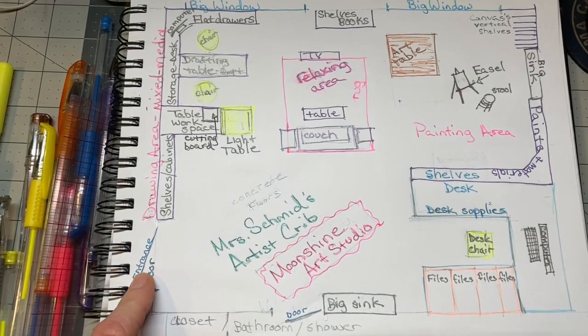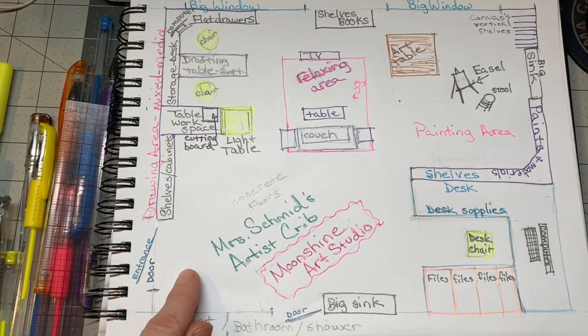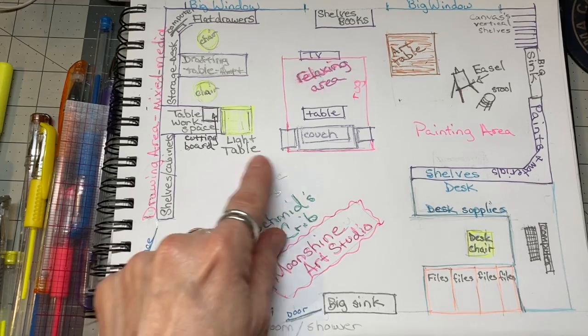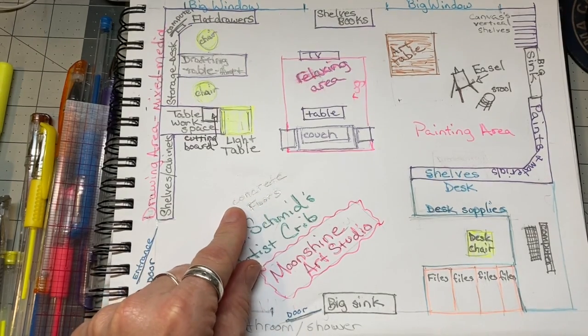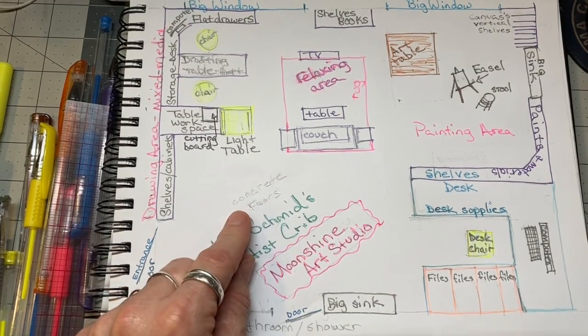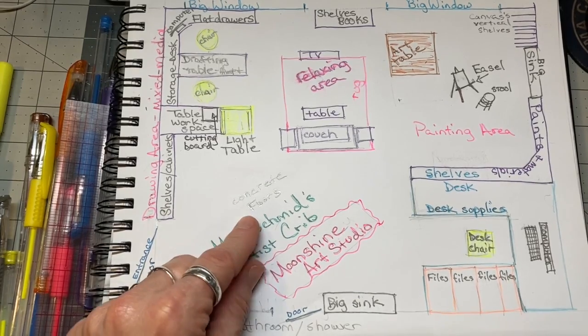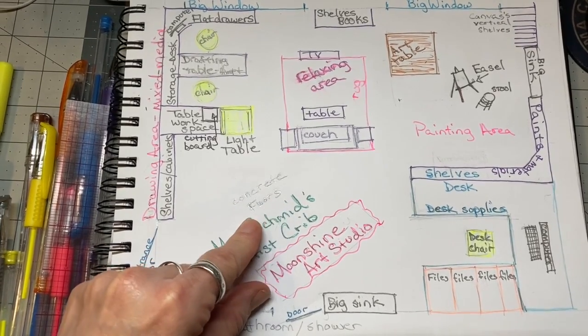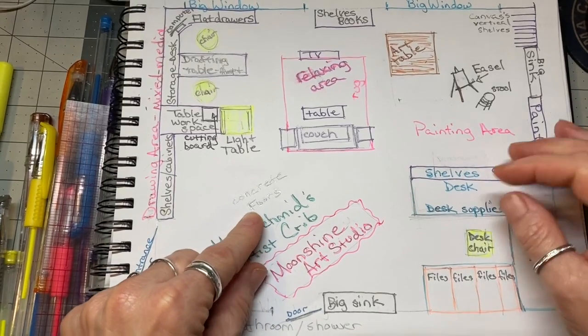Starting from the entrance door, I'm coming in. I see I'm going to have concrete floors. So I wrote that because I want to know what kind of floors I like. I like those shiny looking ones, and they're easy to clean up when I make a mess.